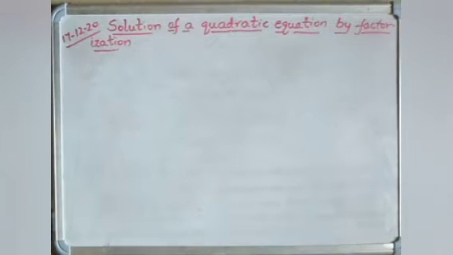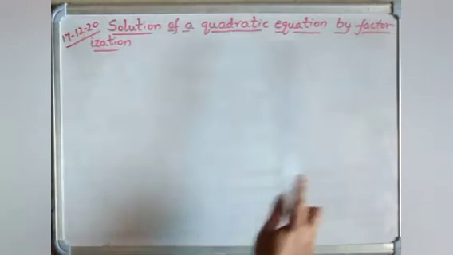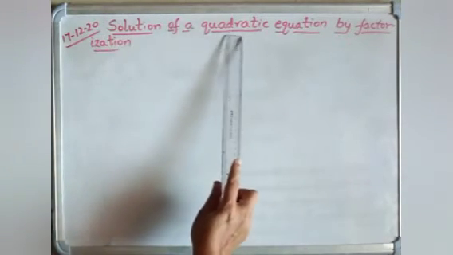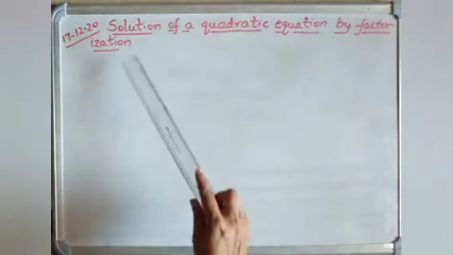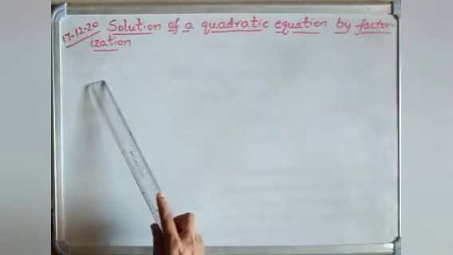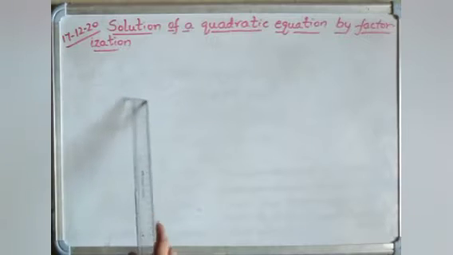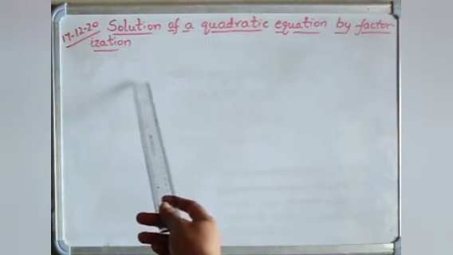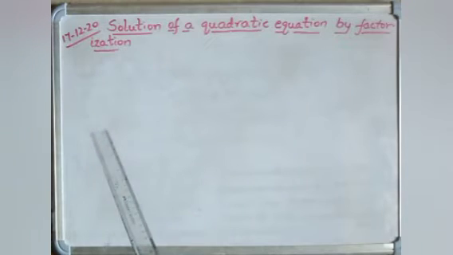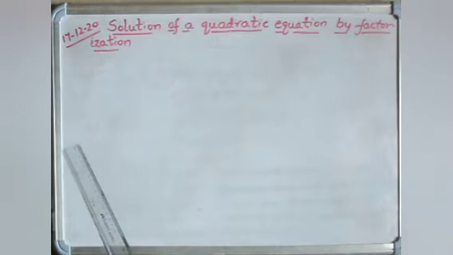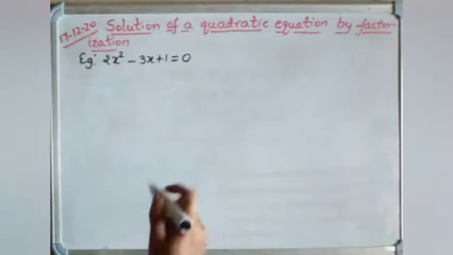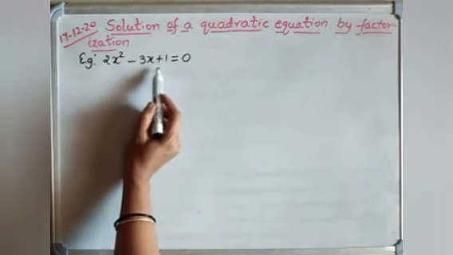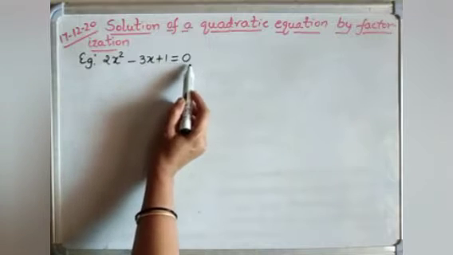Let's continue the lesson quadratic equation. Today let's find the solution of a quadratic equation by factorization. In 9th standard we have studied how to factorize a given polynomial by splitting the middle term. You have studied, right? So same thing we can apply here. Let's see, children. Now consider the example 2x square minus 3x plus 1 is equal to 0.